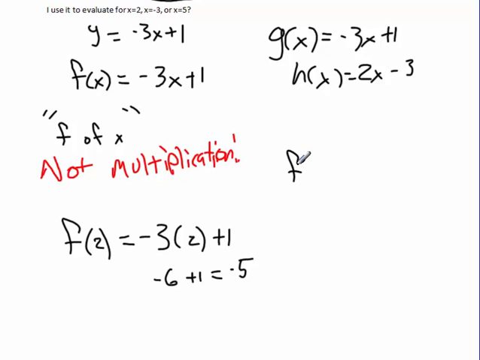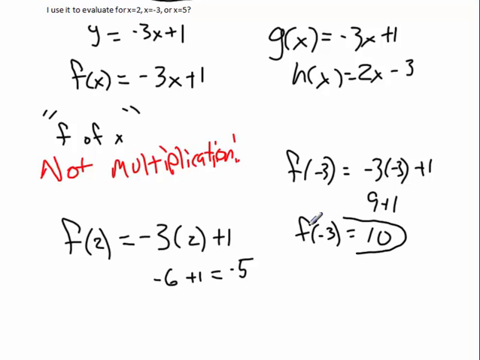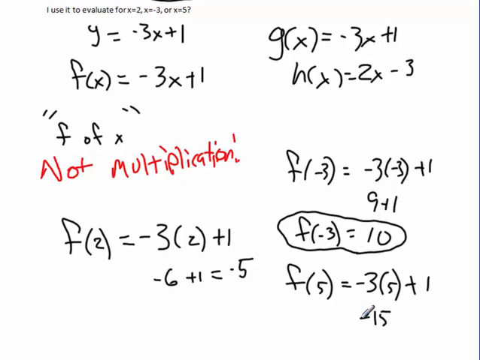So what about f at negative 3? Well, I'd say negative 3 times negative 3 plus 1, which is 9 plus 1, and that is 10. So f of negative 3 is 10. And now we could look at f of 5. f of 5 is negative 3 times 5 plus 1, which is negative 15 plus 1, and that's negative 14. So f of 5 is negative 14.